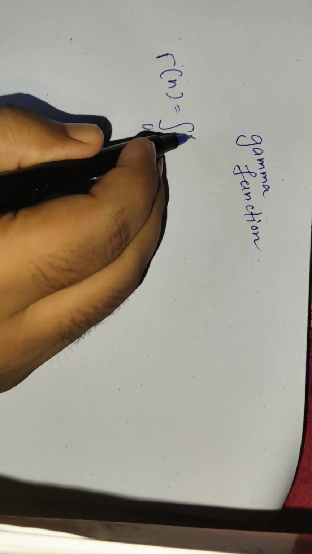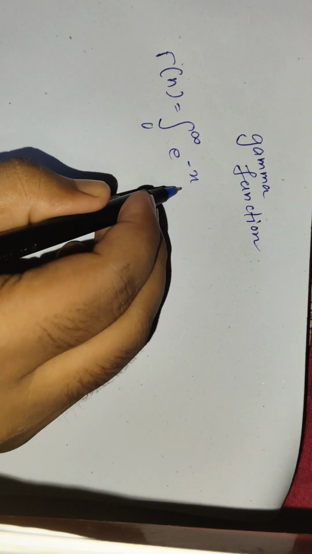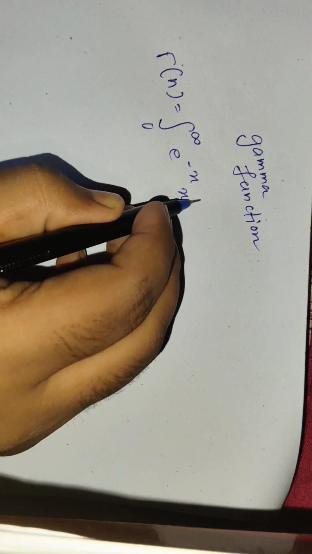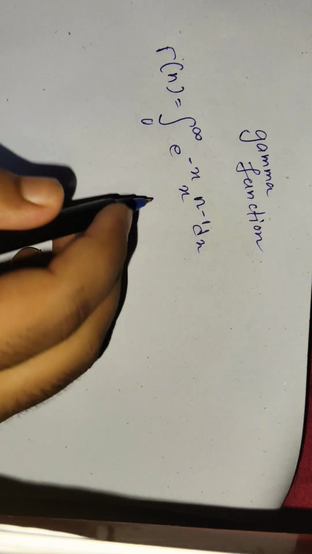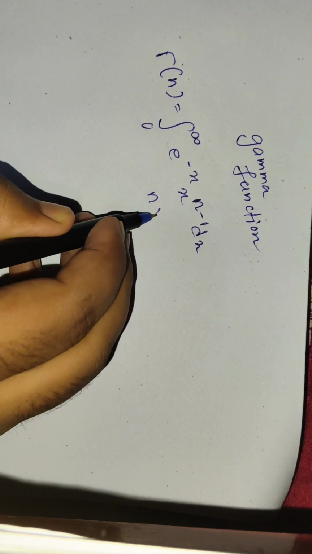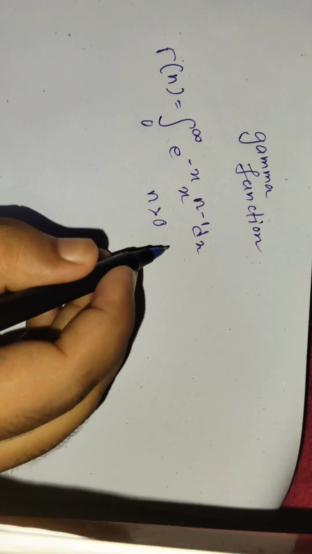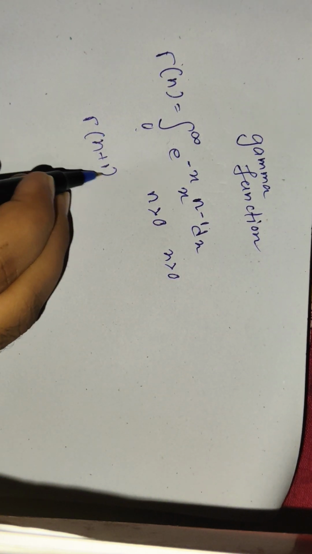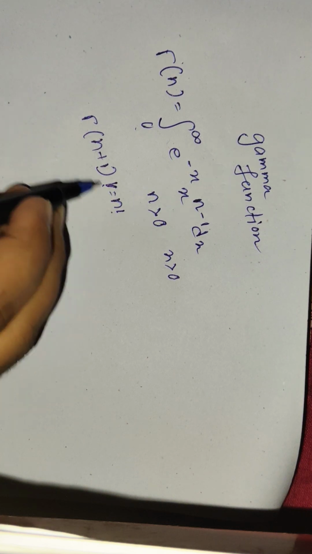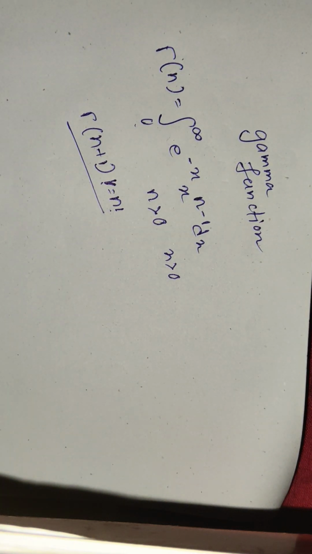So first of all, gamma n is equal to the integral from 0 to infinity of e to the power minus x times x to the power n minus 1 dx. Now basically this is the integration form of gamma n, and it will converge when n is greater than 0. Definitely x will also be greater than 0 because we are taking 0 to infinity. Very nice. Now basically gamma function is nothing but the generalized form of the factorial function. This is the relation between gamma function and factorial function.